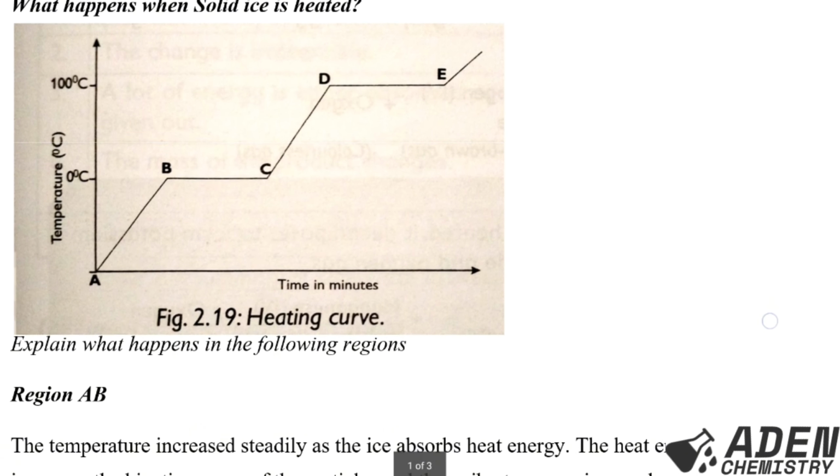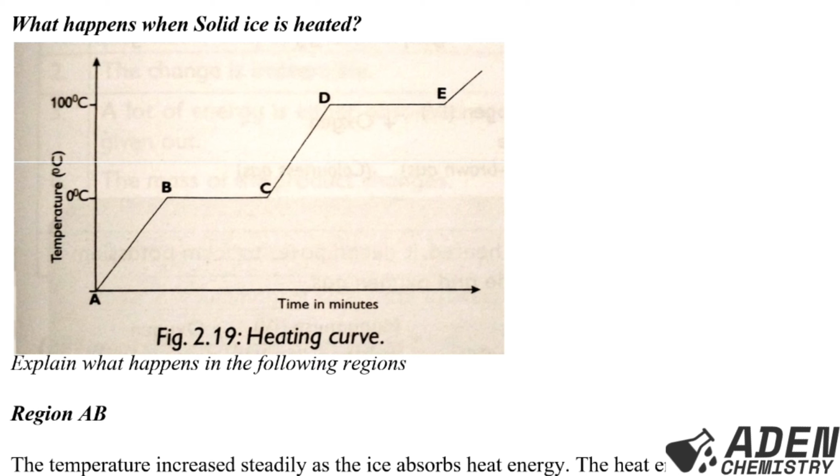In this example, we are dealing with ice, but we can deal with other solid substances, for instance naphthalene. So we're having this curve, and this is a heating curve. We have two types of curves: heating curve and also cooling curve. For us to know the heating curve and the cooling curve, what we are going to check is only the y-axis, where we usually place the temperature. If you see the temperature increasing, that is the heating curve. If the temperature is dropping, what we are going to deal with is a cooling curve.